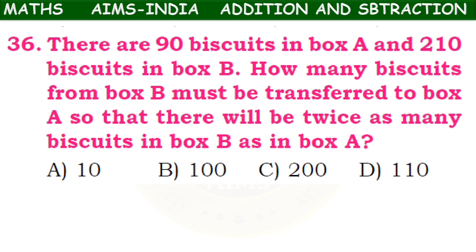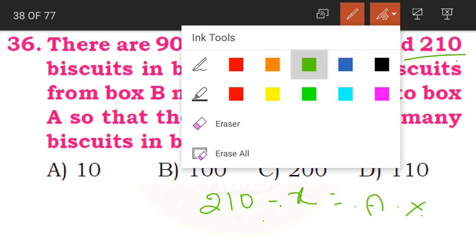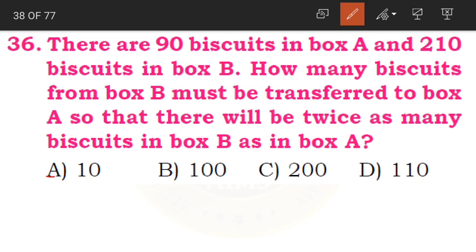Question number 36. There are 90 biscuits in box A and 210 biscuits in box B. How many biscuits must be transferred to box A so that there will be twice as many biscuits in box B as box A? Now again we need to subtract something from the number of biscuits in box B so that the number of biscuits in B becomes twice the number of biscuits in box A. We should go for the trial and error method here. That is the best one.